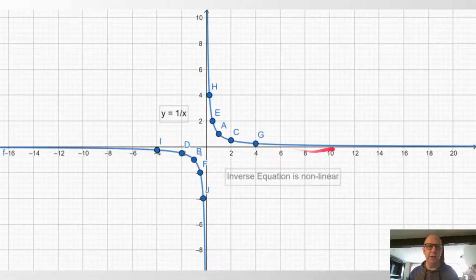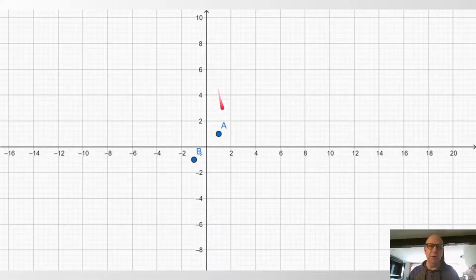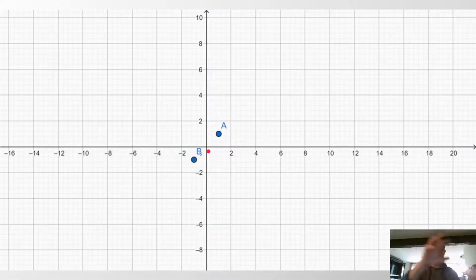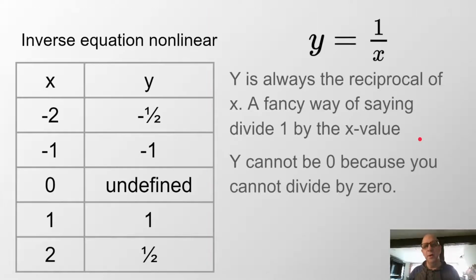And the last one is the inverse equation. Again, nonlinear. And basically you've got two U's and they never go through the middle. Of course, you can shift these to the left or right. And basically it's 1 divided by your x. It's the reciprocal, which is our math way of saying 1 divided by a number. It can't be 0 because you can't divide by 0. So that's why it never actually hits the middle of the graph.